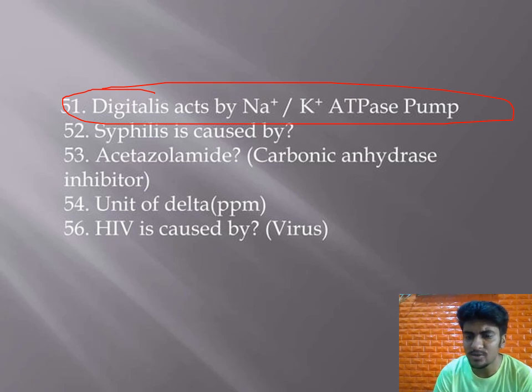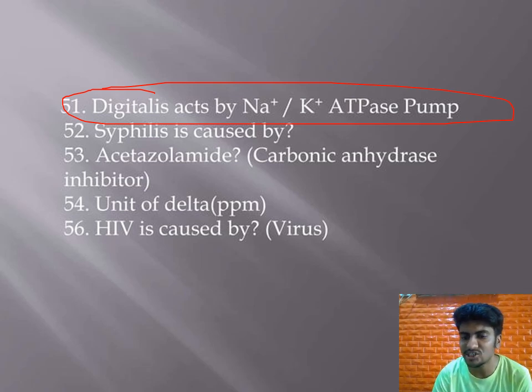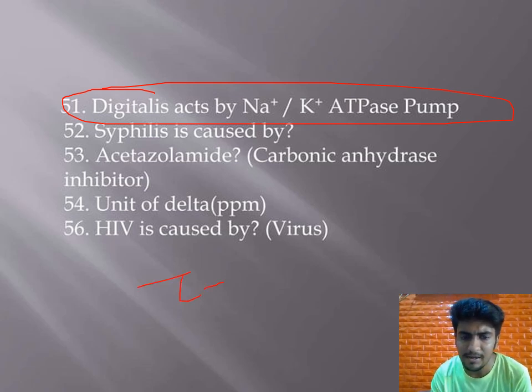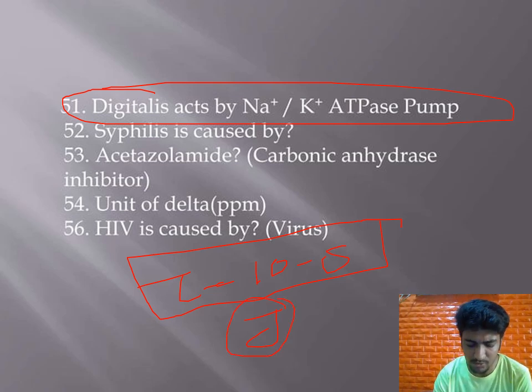Syphilis is caused by, so Neisseria gonorrhoeae causes gonorrhea and Treponema pallidum causes syphilis. Acetazolamide's mechanism of action was asked, so it contains a thiadiazole ring and it is a carbonic anhydrase inhibitor. Then unit of delta, so tau and delta. Tau is equal to 10 minus delta. This is useful in spectroscopy techniques like coupling constant, like we have J, and all these questions can come in examinations. So you need to be well versed with this.